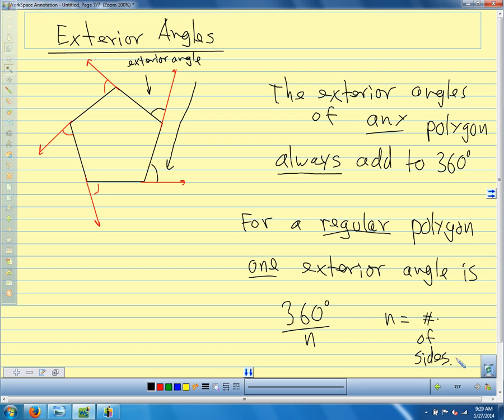Now let me give you a little hint here, something that might help you out on some of these problems. So if this is an exterior angle, this that I put in blue is an interior angle. What do we know about the interior and exterior angle there? They add to 180. The exterior and interior angles are supplementary.